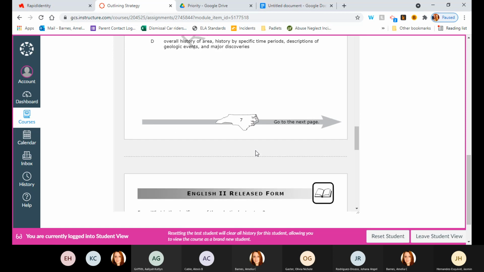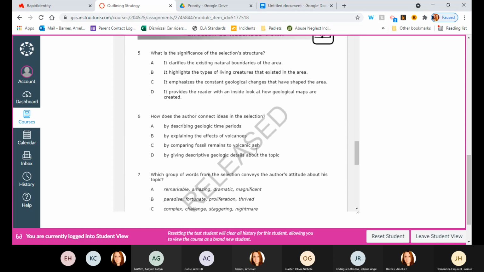So now 4, what's the significance of the selection structure? A, it clarifies the existing natural boundaries of the area. B, it highlights the types of living creatures that existed in the area. C, it emphasizes the constant geological changes that have shaped the area. Or D, it provides the reader with an inside look at how geological maps are created. Which answer is right? Why, I think it's C? C. Yeah, C is right.